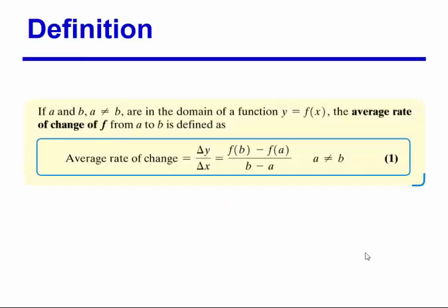So let a and b, a does not equal b, be in the domain of the function y equals f of x. The average rate of change of y from a to b is defined as the change in y over the change in x, which is equal to f of b minus f of a over b minus a, where a does not equal b. So this is really the slope equation, if you will. And so this will be your y2, your y1, and these will be your x values here.